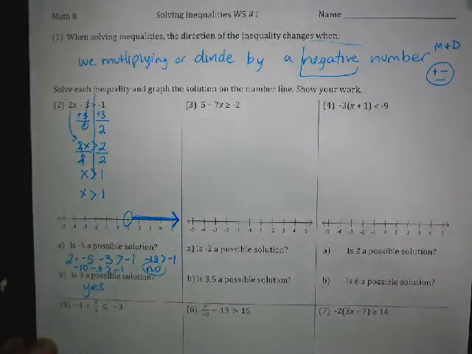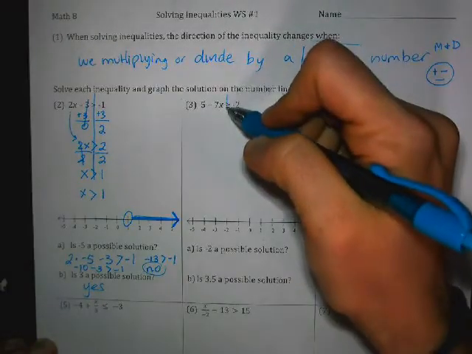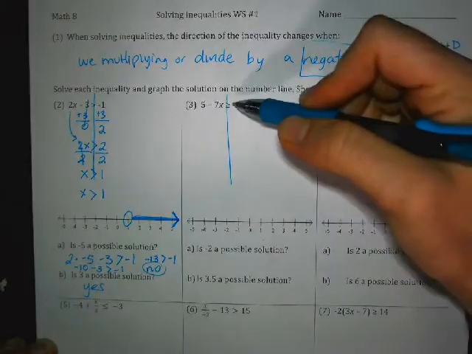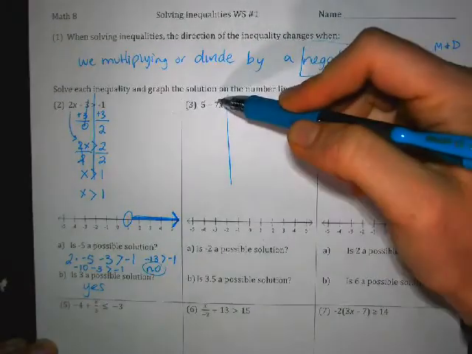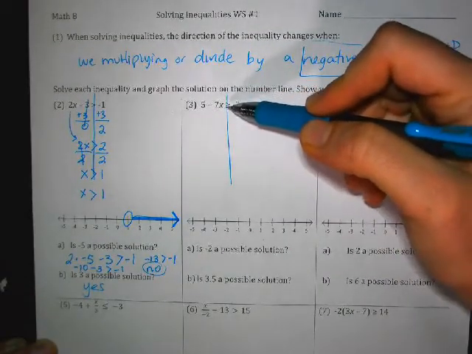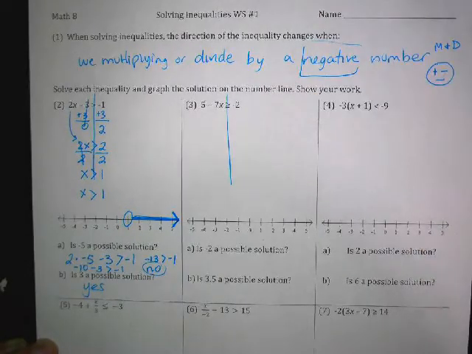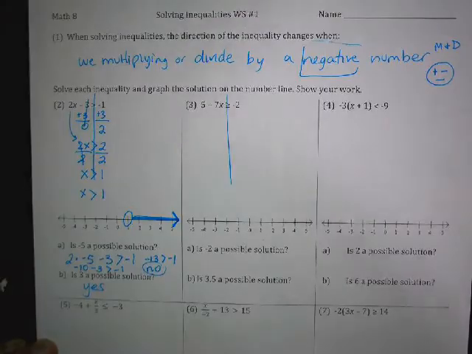Okay, number 2. Let's go ahead and draw a line down the inequality sign. So now we have 5 minus 7x is greater than or equal to negative 2, right? Because it has that line underneath, representing part of an equal sign.